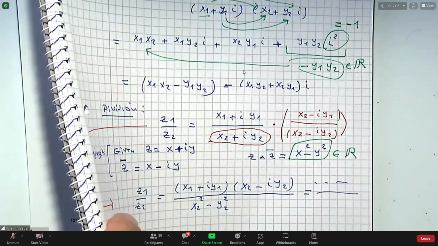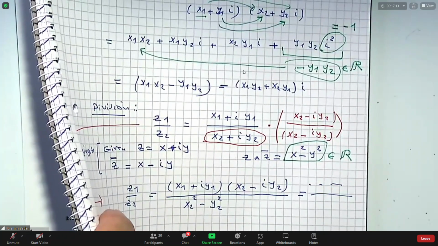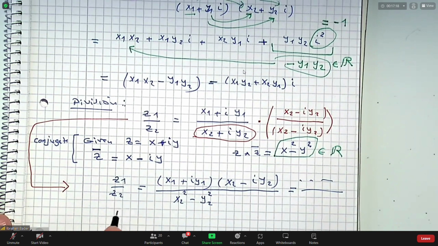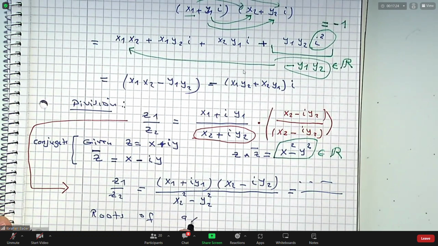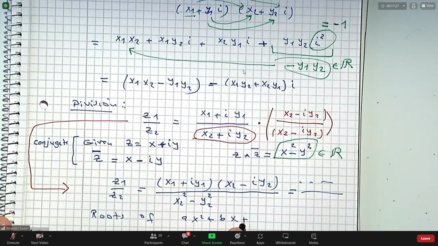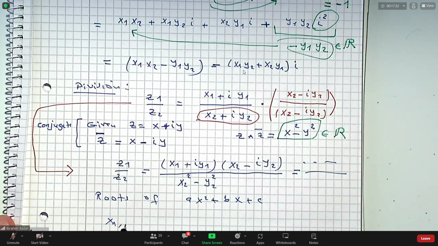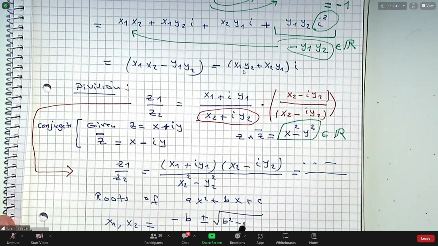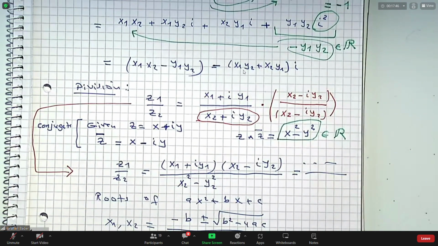Let me just check. Yeah, there's something else that we need, and this is the roots of a quadratic equation, ax squared plus bx plus c. I think you know this from school, that you have two roots, x1 and x2, and these are equal to minus b plus minus the square root of b squared minus 4ac, over 2a. This you may need in the last question.